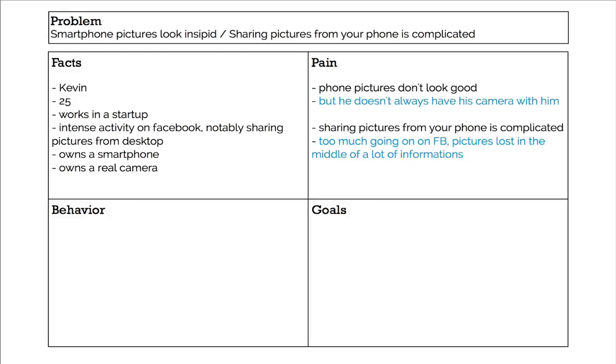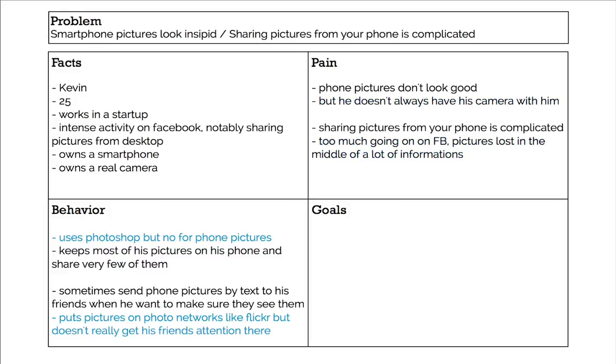Next block is pain. Here we can add details about the problem that the people we've interviewed have told us about. These details are clues about how we should solve the problem. So yeah, phone pictures don't look good, but Kevin doesn't always have his camera with him. And sharing pictures is complicated. Also, there's too much going on Facebook, and pictures taken by friends are lost in the middle of a lot of information.